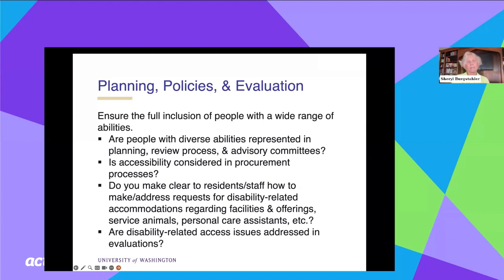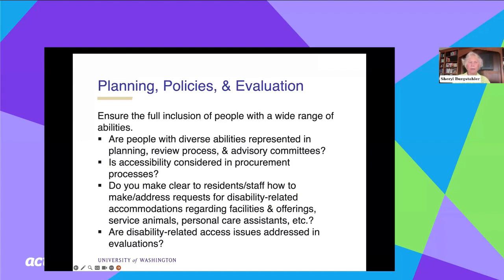So one broad category is planning and policies and evaluation. A few things that are on this checklist, I mentioned, to include the inclusion of people with disabilities: are people with diverse abilities represented in your planning, review process, and advisory committees? Keep in mind that if you have one person with a disability, they're not necessarily going to know about all kinds of disabilities. But you might have in your advisory committee someone from the Disability Services Office who has a broad knowledge about disability, and then have a person with a disability as well, to represent that group to some degree.